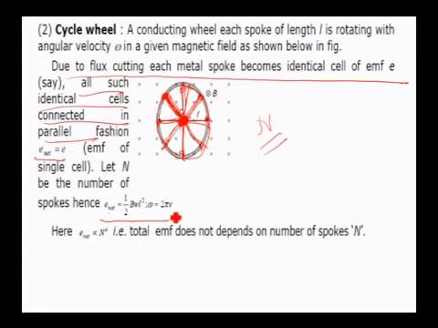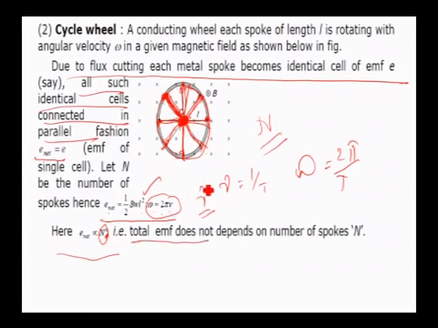that is half B omega L square, where omega is 2 pi nu, where nu is the frequency of rotation. You can write nu is equal to 1 by T, then omega is equivalent to 2 pi by T. If you look at the final expression, we do not have the number of spokes. So E net is proportional to n power 0. What does it indicate? n power 0 is 1. That shows the total EMF induced in the case of a cycle wheel doesn't depend on the number of spokes. It mainly depends on the speed with which it rotates. It's actually omega, it's not W. So omega is the angular speed with which the wheel rotates.